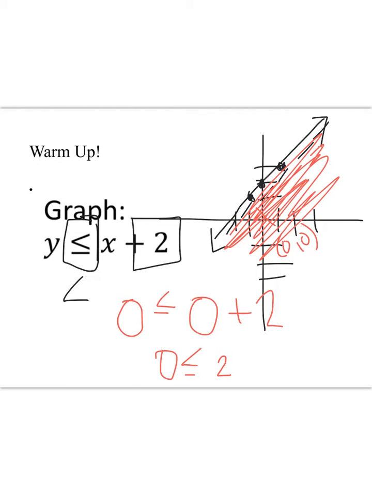Now say I had picked the point (1, 4) and plugged that in. So 4 would be my y, and 1 would be my x. I would get 3 is greater than or equal to 4. Well, 3 is not greater than or equal to 4, so therefore I do not shade above my inequality line.